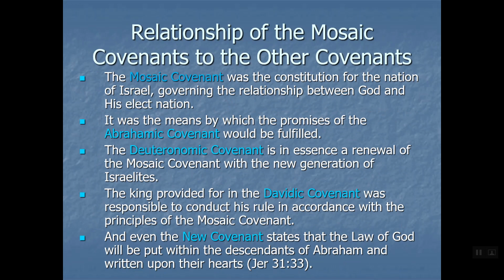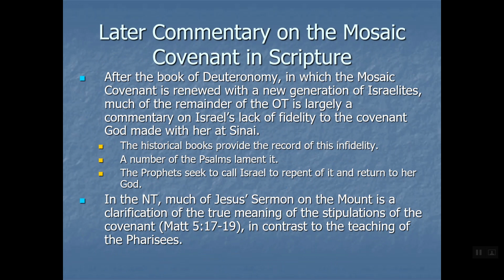As we get later into the Pentateuch, we'll see that the Deuteronomic covenant is a renewal of this same Mosaic covenant with that new generation, with the sons and daughters that were born during the wilderness wandering. And then we have in the Davidic covenant really a pledge or an obligation by the king of the nation to lead the people in keeping the Mosaic covenant.